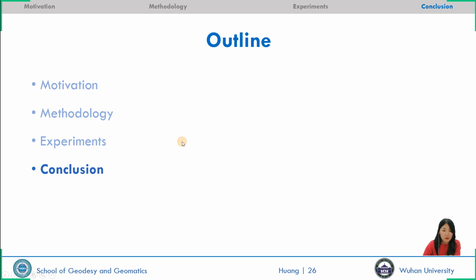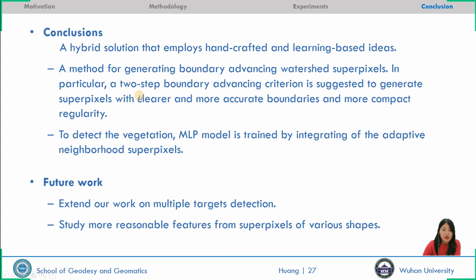Okay, let's end this talk with conclusions. What we have done: we present a hybrid solution that employs handcrafted and learning-based ideas. Specifically, we introduced a method for generating boundary-advancing watershed superpixels. In particular, a two-step boundary-advancing criterion is suggested to generate superpixels. Finally, to detect the vegetation, an MLP model is trained by integrating the adaptive neighborhood superpixels.